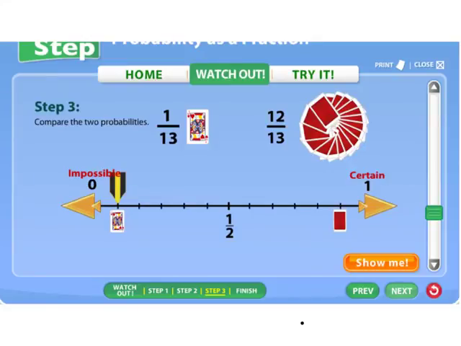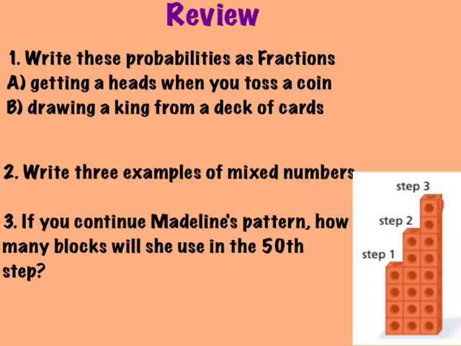Since 1 out of 13 is so close to 0, I know that the probability of pulling out a jack is not very likely. On the other hand, 12 out of 13 is pretty close to 1, or certain. Sam's got a more than likely chance that he'd win. Good thing I didn't take that deal. And we're done for today.